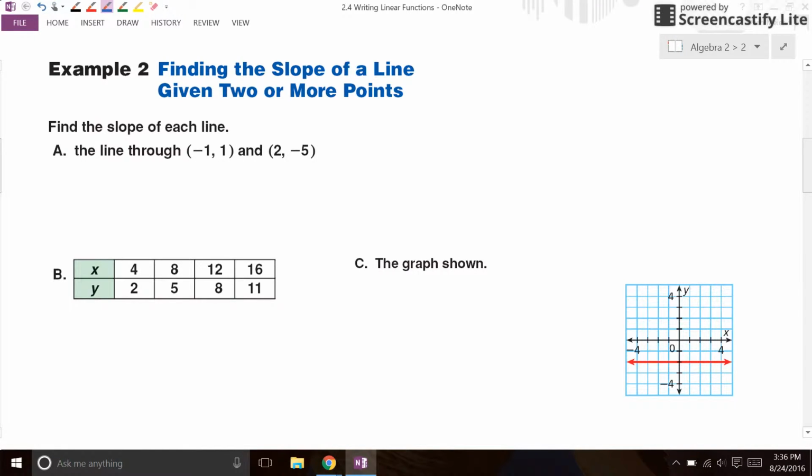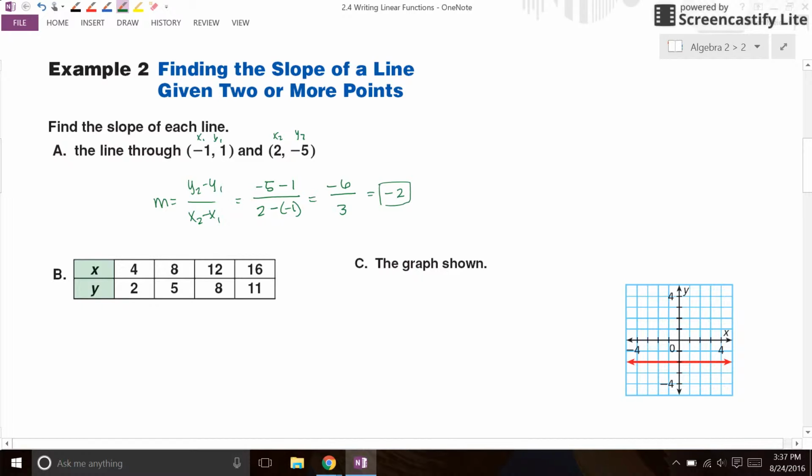It really doesn't matter. But I'll use the formula since that's what we have. So the slope formula is y2 minus y1 over x2 minus x1. I'll call this the first point, so that's x1, y1. I'll call this the second point, x2, y2. And now I will just plug it into the formula. Look, the y's are negative 5 minus 1 over 2 minus a negative 1. Or what is that? Negative 6 over 3, or a slope of negative 2.